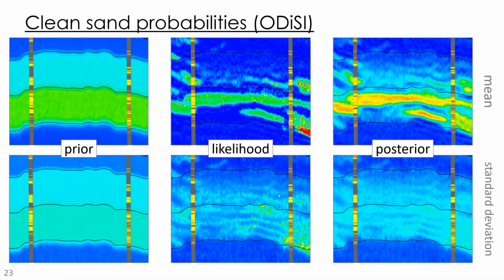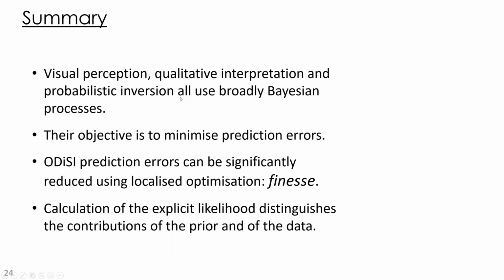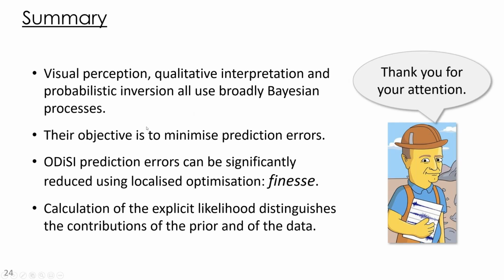So, okay, that brings me to the end. Just in summary, visual perception, qualitative interpretation and probabilistic inversion all use broadly Bayesian processes, with their overall objective trying to minimize prediction errors. And we've now found that we can significantly reduce prediction errors even further by using a process called Finesse, which is basically a localized optimization. I've also shown that we can calculate the explicit likelihood to distinguish the contributions of the data and the prior. Okay, thanks for your attention, and I'm going to hand back to Lisa now, and I can pick up questions at the end.